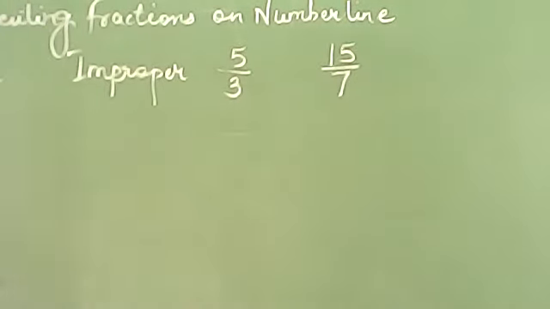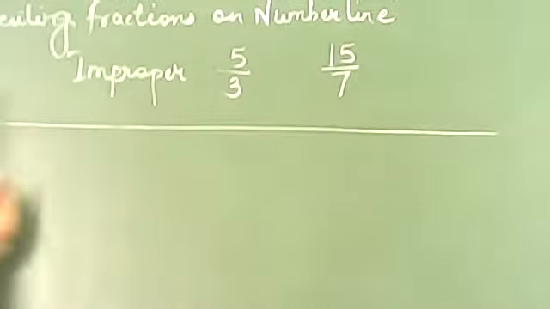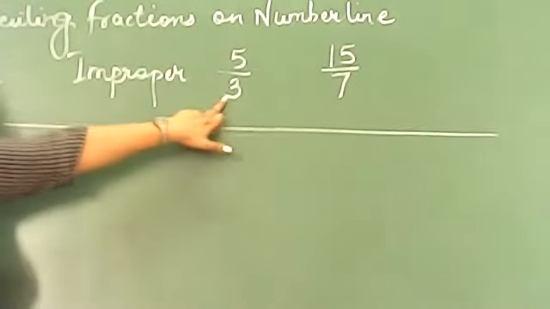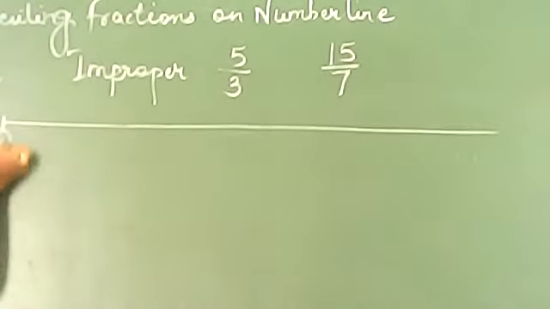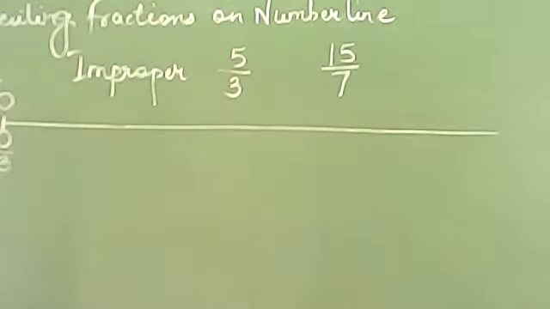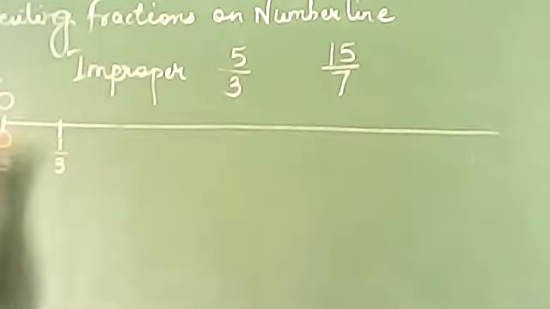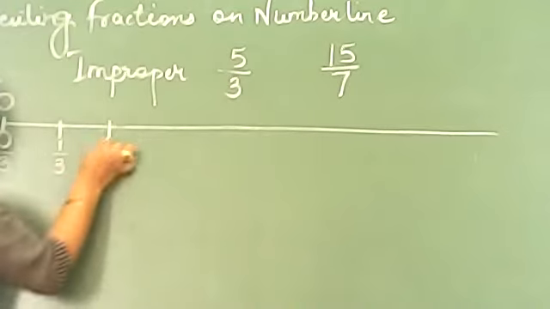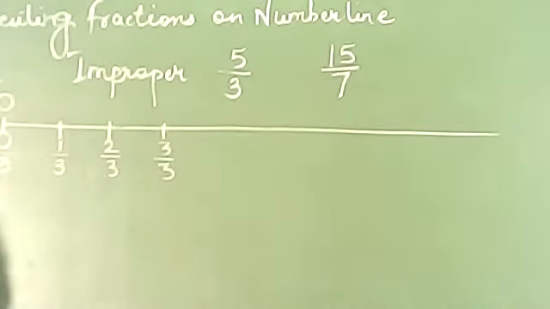Now look here. Again we will have a number line. Do you know what the base is? 3. So our 0 will become 0 by 3. Our first number will be 0 by 3, and 0 by 3 means 0 whole. Clear? After 0 by 3, what comes? 1 by 3. What comes next? 2 by 3. What comes next? 3 by 3. 3 by 3 means 1 whole.